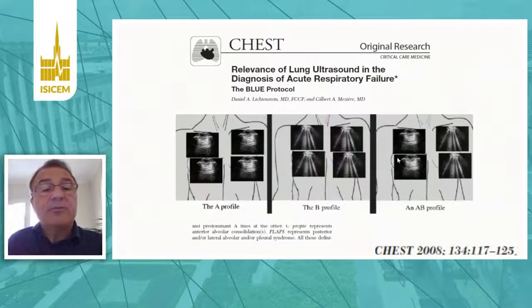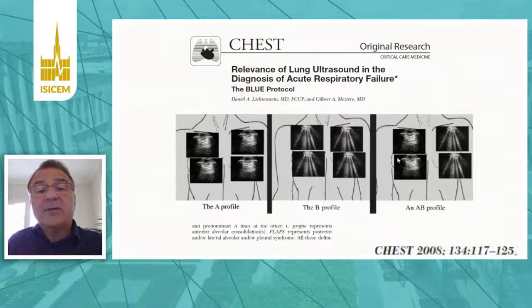First, the A profile with the A lines. A lines are horizontal lines, which are artifacts associated with a normal aerated lung. And when he got bilateral A lines on the entire lung, he called that the A profile.